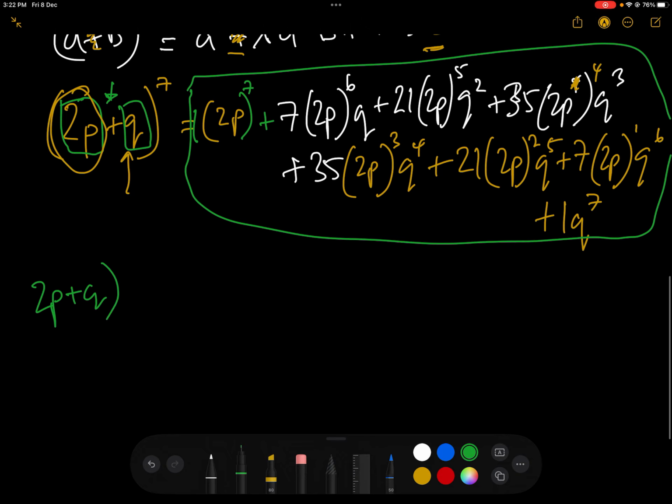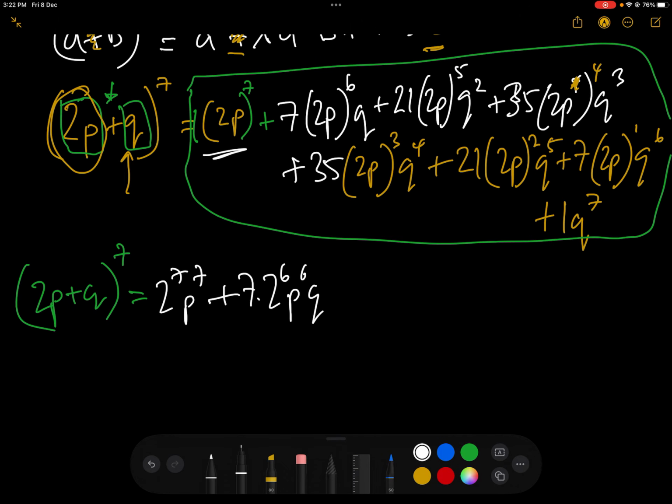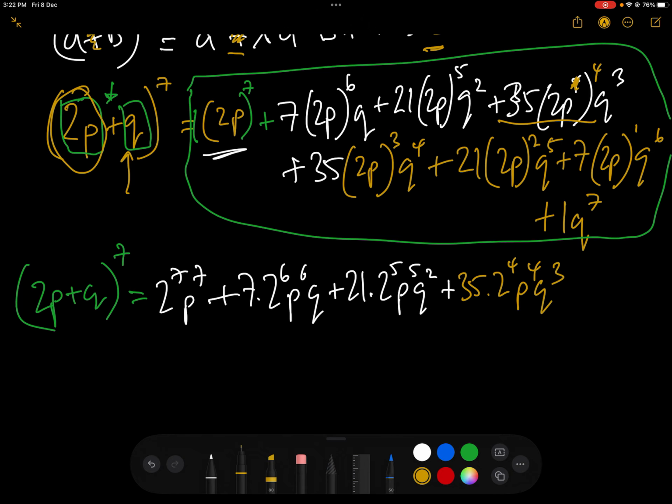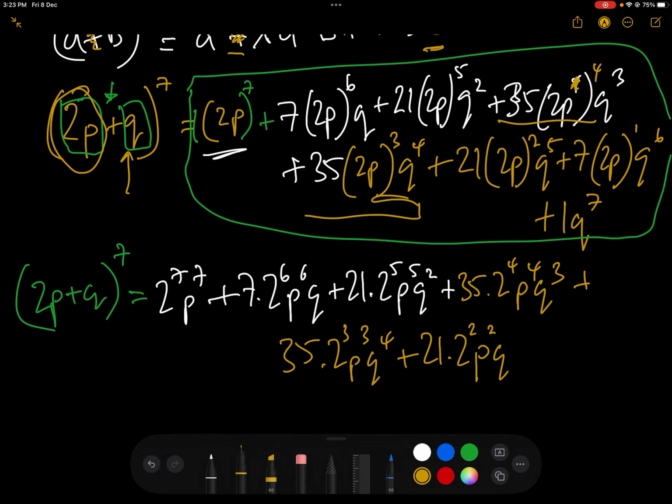So 2p plus q to the power of 7 would be, let's have a look at the first term here, 2p to the 7, well that's 2 to the power of 7 p to the 7, and then add 7 times 2 to the 6 p to the 6 q, add 21 times 2 to the 5 p to the 5 q squared, add 35 times 2 to the 4 p to the 4 q cubed, add 35 times 2 cubed p cubed q to the 4, add 21 times 2 squared p squared q to the 5, add 7 times 2p times q to the 6, add q to the 7.